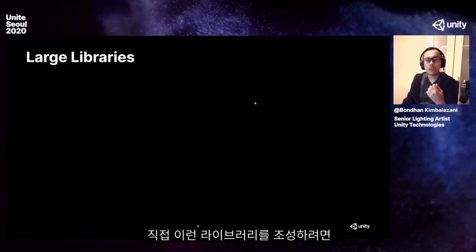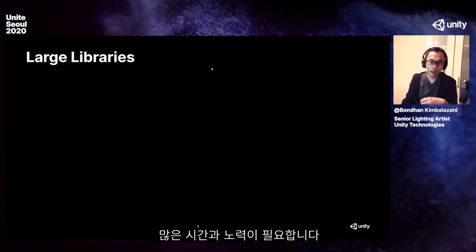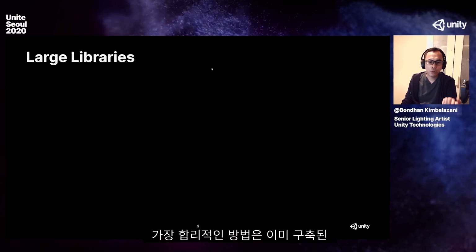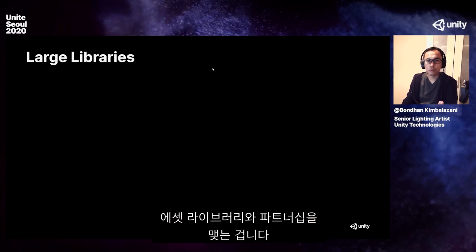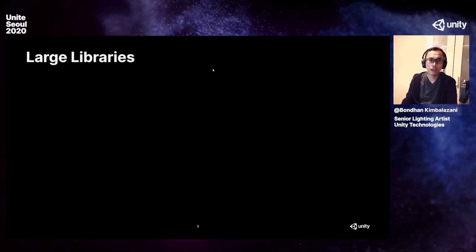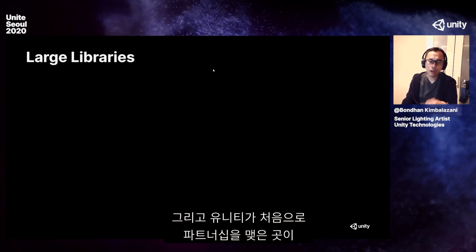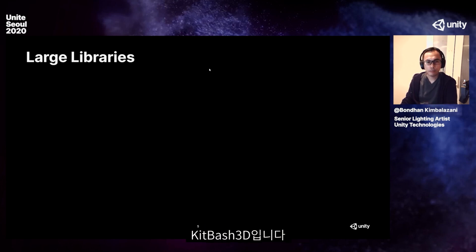If we wanted to build these large libraries ourselves, it would take us years, and a lot of effort. So the most rational path for us to take is to partner with already established asset libraries out there. And the one that we identified very early on was kitbash.